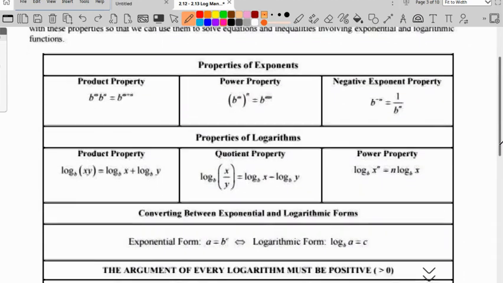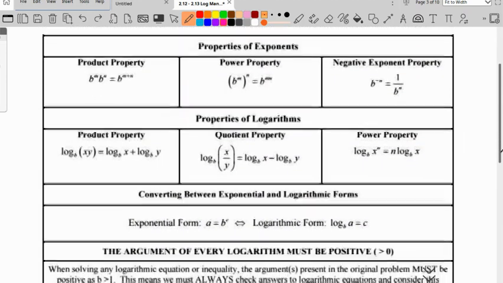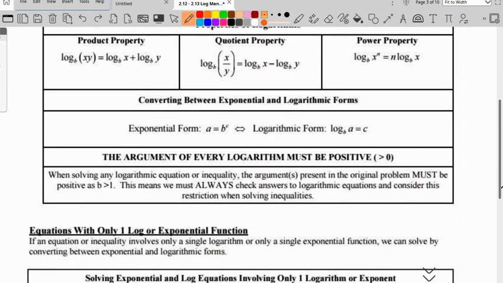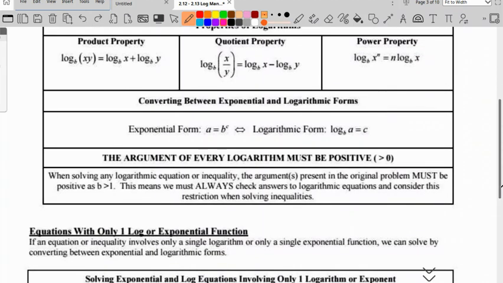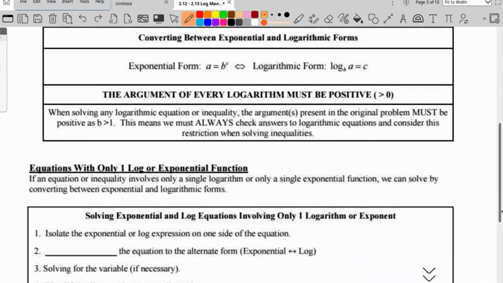Here's a quick review of your exponential rules. We've already reviewed those, but they're nice to have all together. And about switching from exponential form to logarithmic form, which we're also very good at.